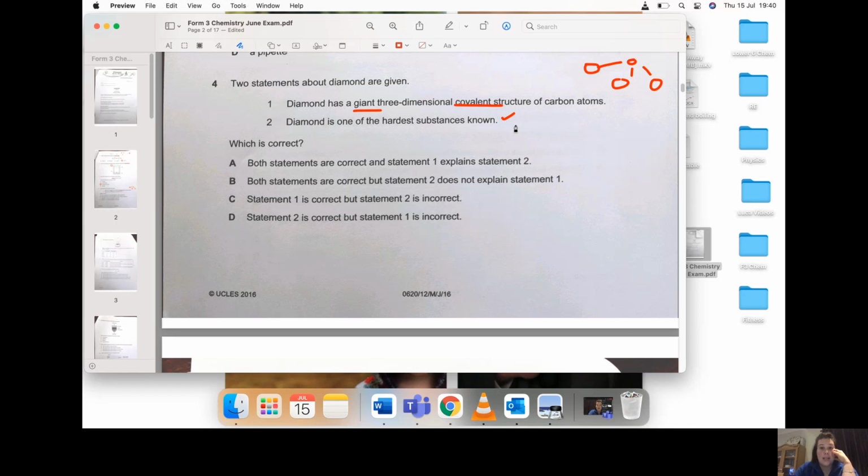Diamond is one of the hardest substances known. That is also correct, and that you just have to learn. So which is correct? Both statements are correct, and statement 1 explains statement 2. The reason that it is so hard is because it's a giant covalent structure. That's what makes it hard. So statement 1 does explain statement 2, so your answer there was A.